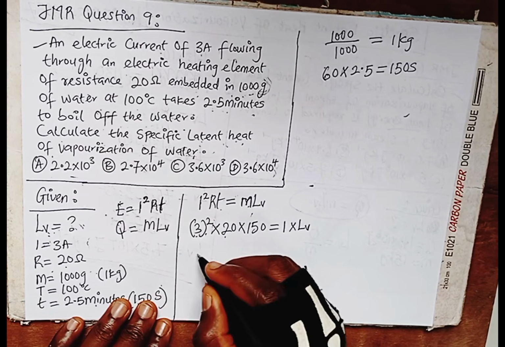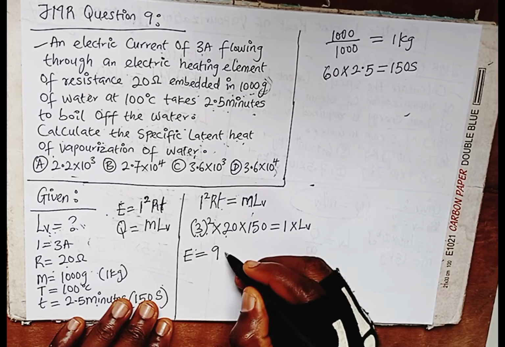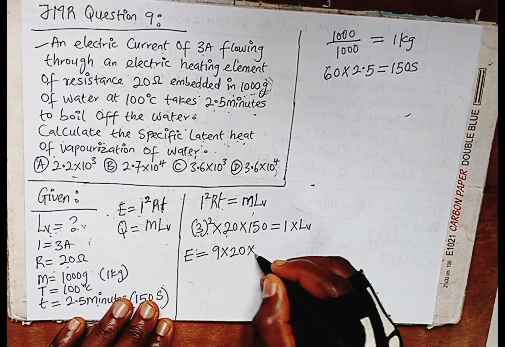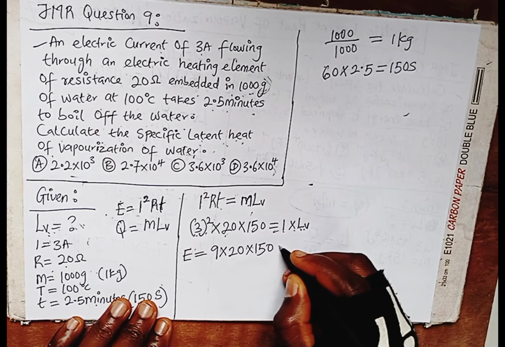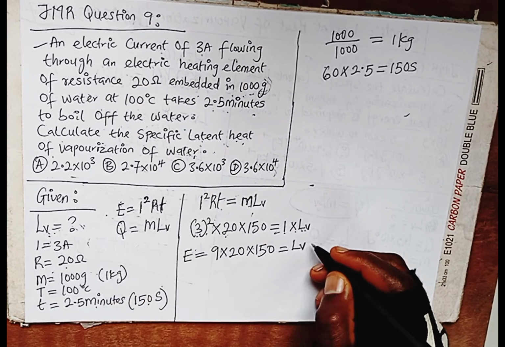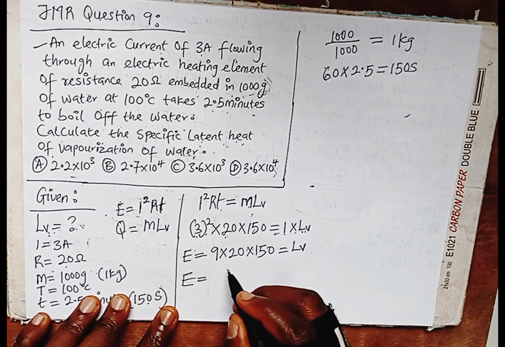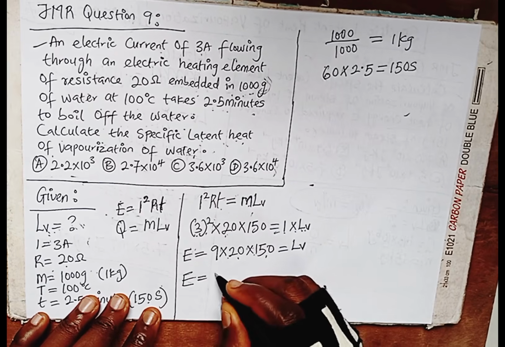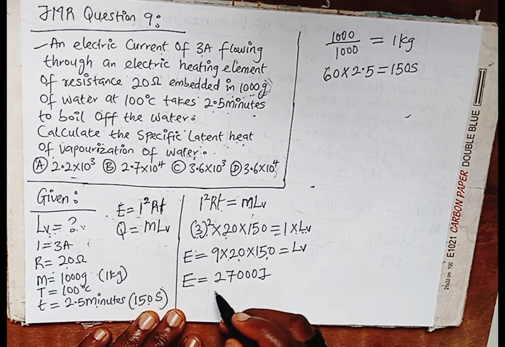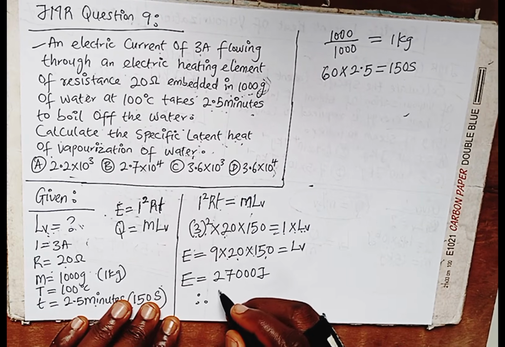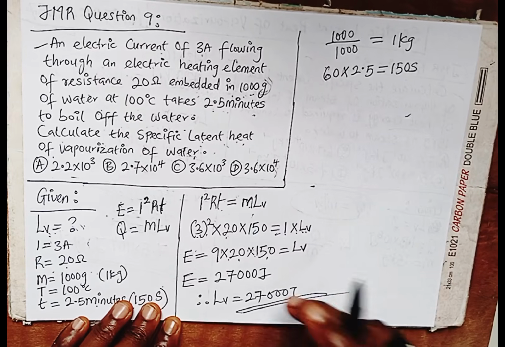So 3 times 3 will give us 9. Therefore, remember it's energy we are calculating. Energy is equal to 9 times 20 times 150. This 1 times LV will give us the same thing, so it will now be equal to LV. So E is equal to 9 times 20 times 150, which is 27,000 joule. So this is our energy. Therefore, latent heat of vaporization is equal to 27,000 joule per kilogram. So this is our final answer.